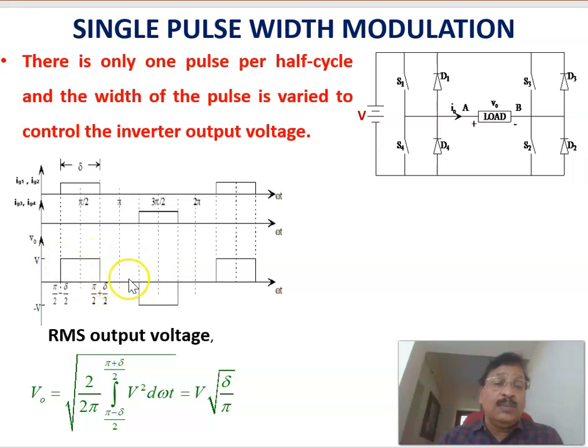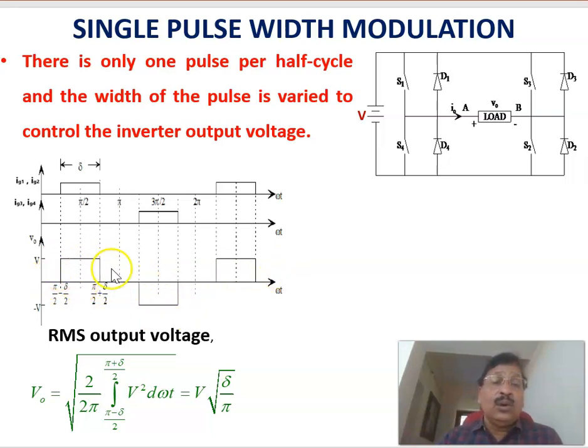And after this, there is no output voltage. The next pulse is given to the switches S3 and S4. That is, this pulse is given during this period. Again, the width is equal to delta, so when S3 and S4 are conducting, the positive terminal is coming here and the negative terminal is coming here, or the voltage of this point with respect to this is negative, minus V. Therefore, the voltage across the load is as shown here.